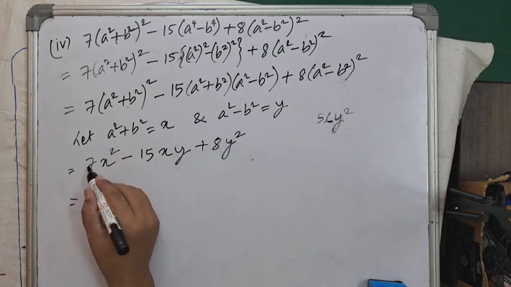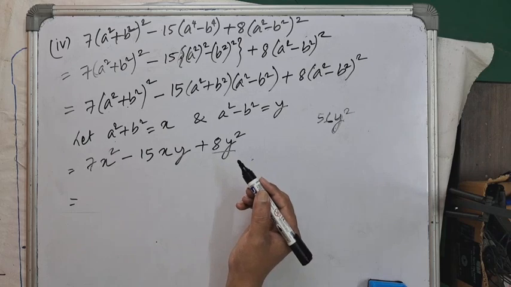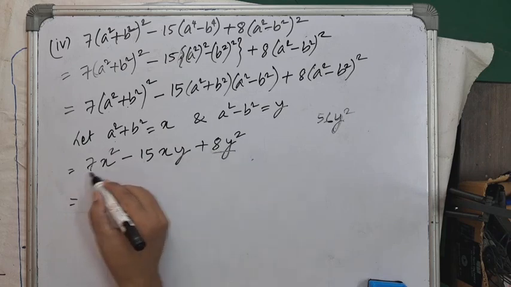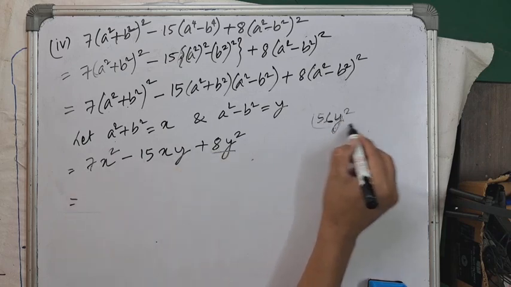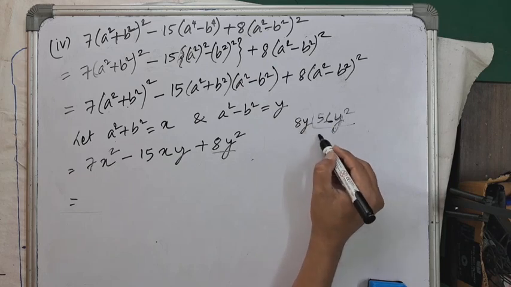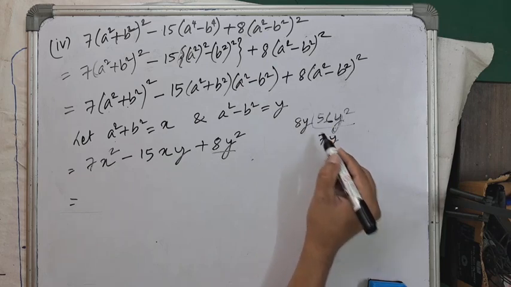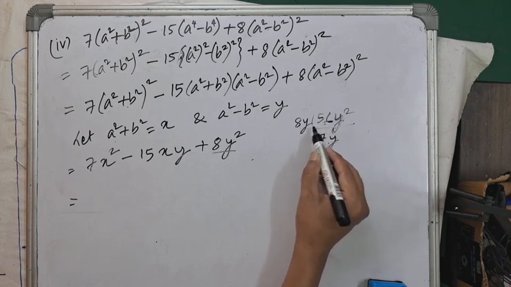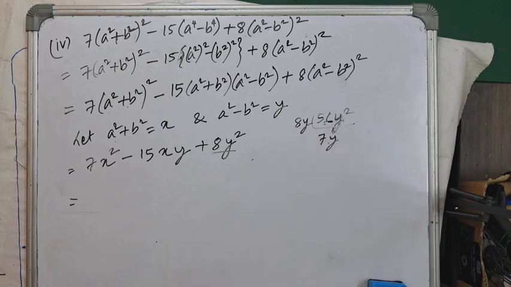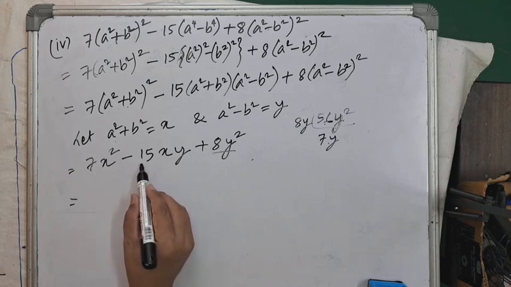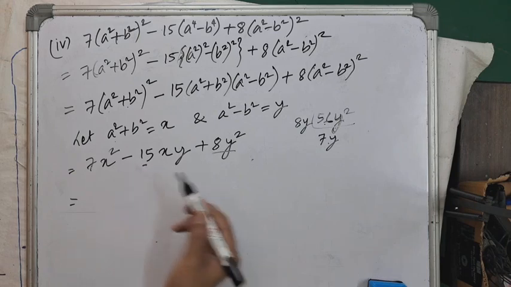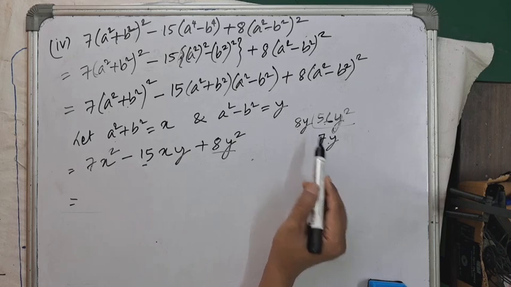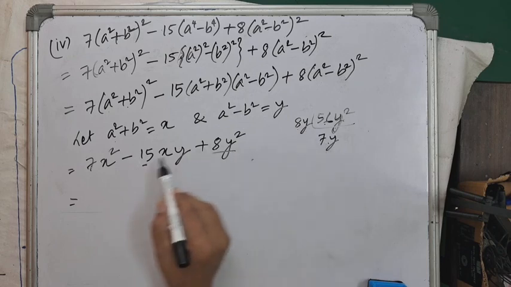8y square into 7, this we assume as a constant number. 8y square into 7 is 56y square. Now 8y into 7y will give us 56y square. 8 times 7 is 56, y into y is y square, isn't it? We need 15xy, so 8y plus 7y will give us 15y.